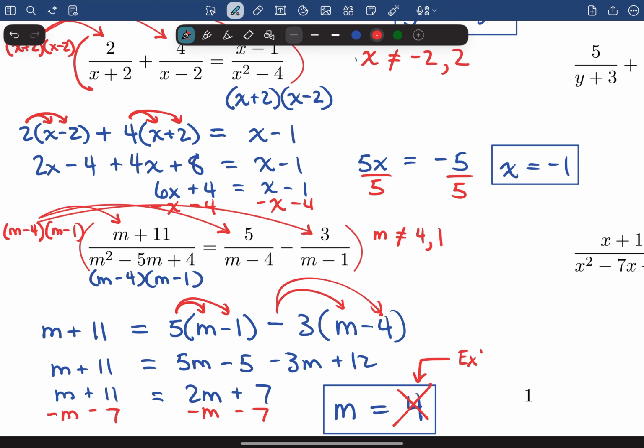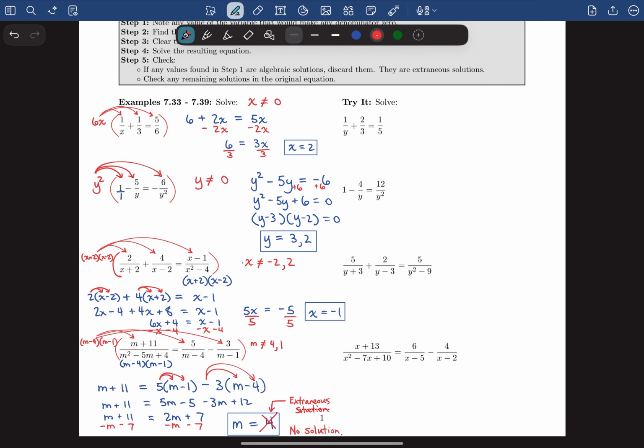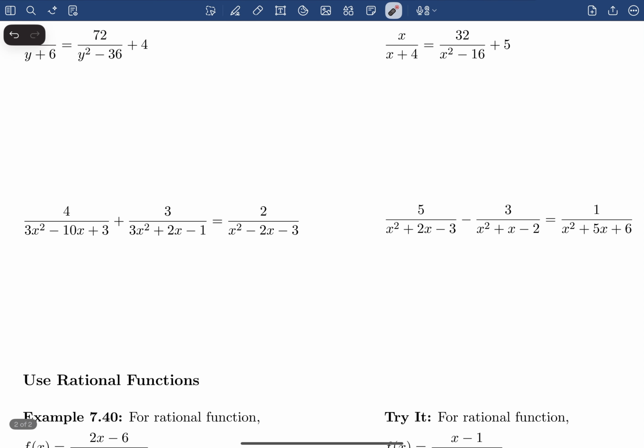Okay? Great. And so the real answer to this equation is that there's no solution. The only solution that I found was an extraneous solution, and so there is no real solution to this equation. Great, so that was our first extraneous solution that we have found so far in this lesson. Let's try a couple examples and see if there are extraneous solutions that appear in some of these other ones.